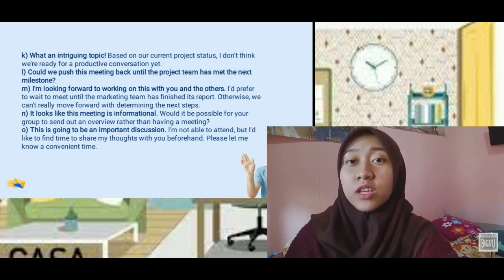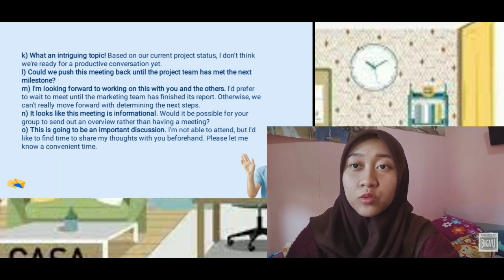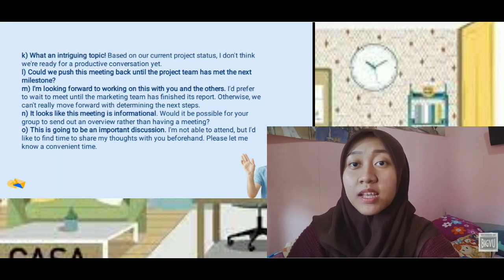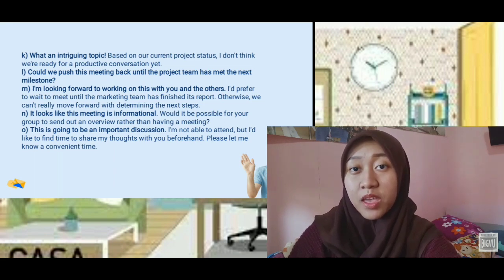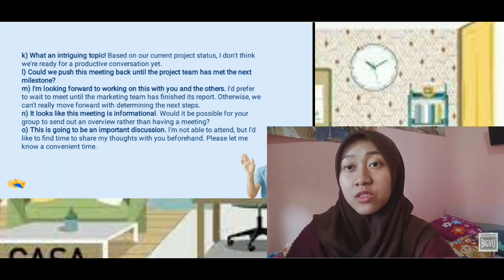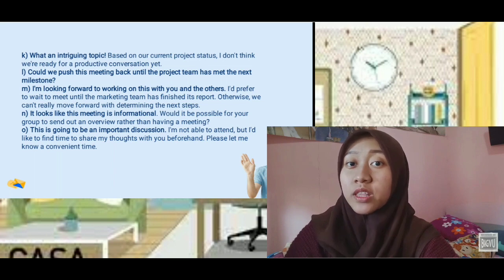And then you can also say, I'm looking forward to working on this with you and the others. I prefer to wait to meet until the marketing team has finished its report. Otherwise, we can't really move forward with determining the next steps. And then you can also say, it looks like this meeting is informational. Would it be possible for your group to send out an overview rather than having a meeting?